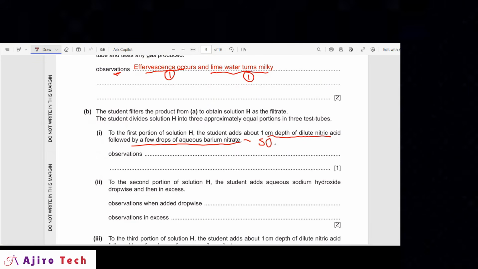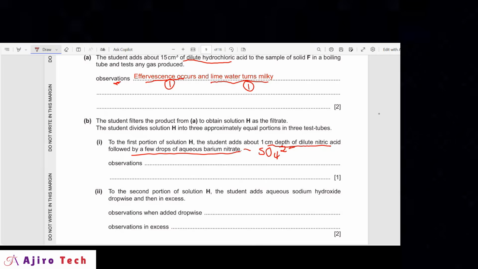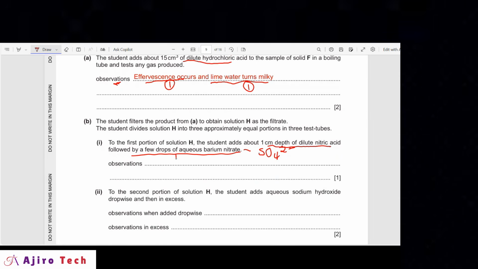This is a test for sulfates. But there is no sulfate in this compound. Our compound is what? Calcium carbonate. There's no sulfate. So your observation here will be no change. No change. Or we say no effect, basically.